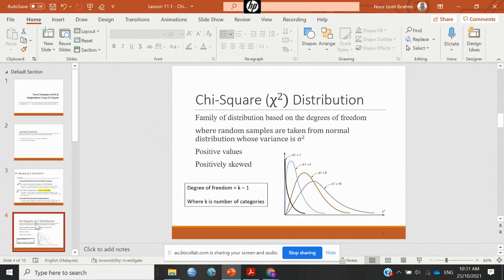So let us start with the properties of the chi-square distribution. It is a family of distributions based on degrees of freedom. In the chi-square table, you will have the row of degrees of freedom and the column of significance level. Random samples are taken from a normal distribution whose variance is sigma square. The random variable must always be positive, and the sample distribution is positively skewed, meaning skewed to the right. The formula for the degrees of freedom is k minus 1, which is the number of categories minus 1.